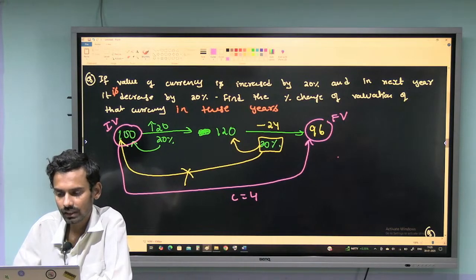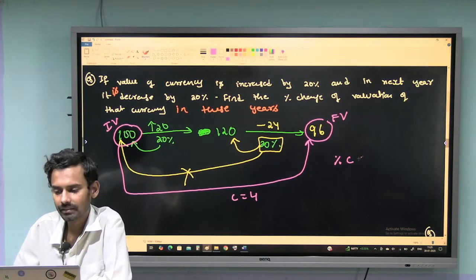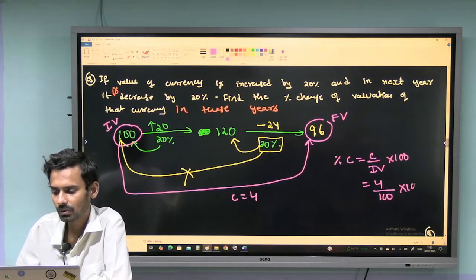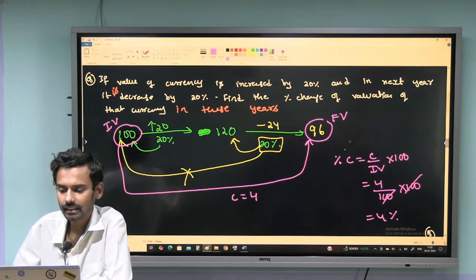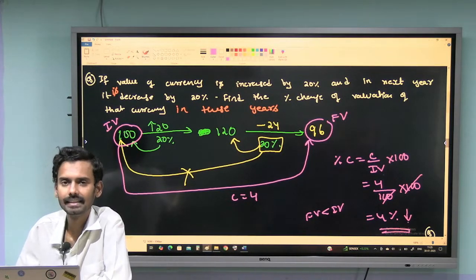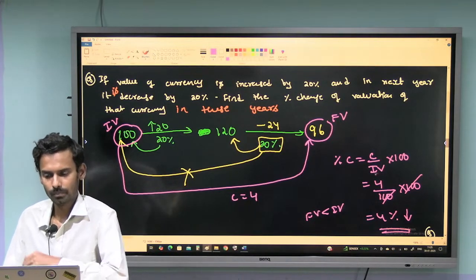So if I want to calculate percentage change, it will be change divided by initial value into 100. So change I am getting as 4, divided by initial value which I have taken as 100. So 4 by 100 into 100. If I cancel, I will be getting 4%. And again, even here the final value is less than the initial value, so I will be taking this as 4% decrease. Hope this is clear.